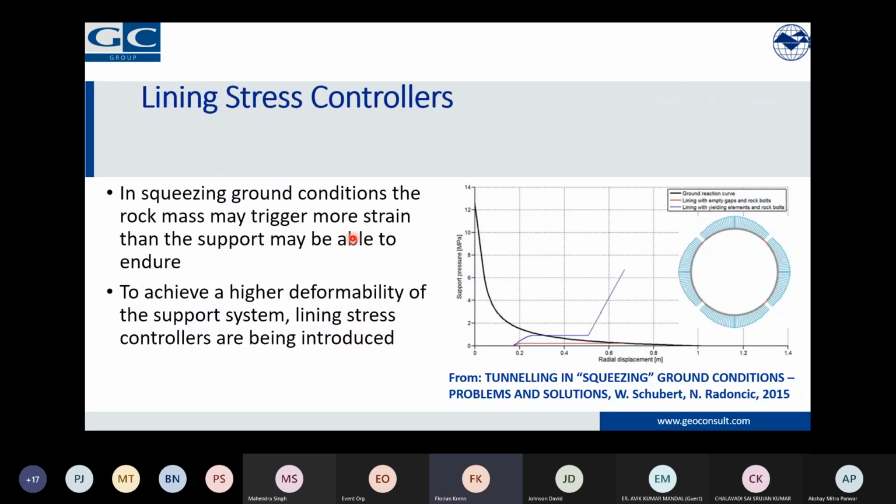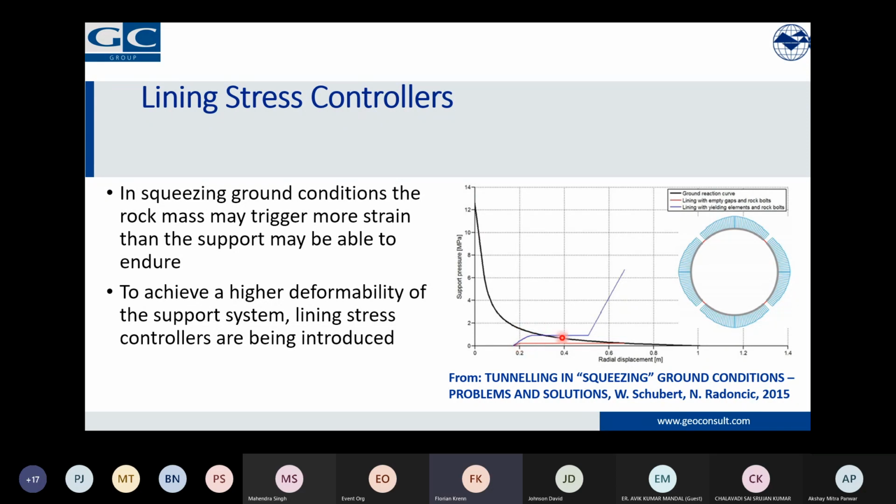Now, the last thing which is in this presentation, and that's the lining stress controllers. The idea can be best explained on this diagram, which I took from a paper from Professor Schubert from Graz. We have our ground reaction curve, as we may call it, the Fenner-Pacher curve, and we have the reaction of the support. Now here, two types of support are shown.